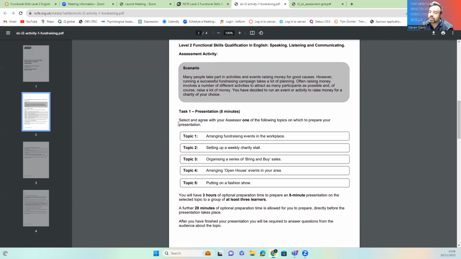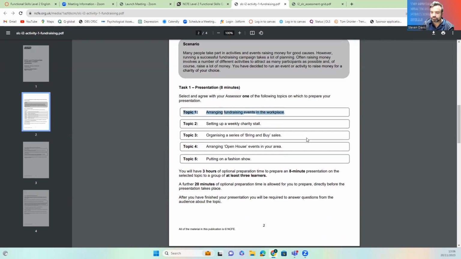You have decided to run an event or activity to raise money for charities of your choice. So the first thing that we're going to do is you're going to see the 5 topics. Now you're all going to choose just one of these topics. Okay, so that's the first thing. So here you're going to pick one.